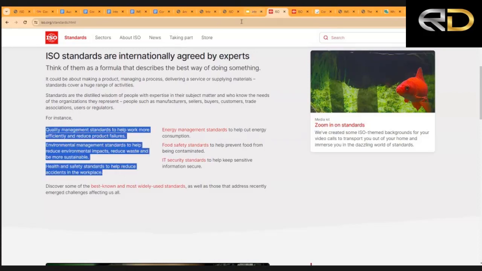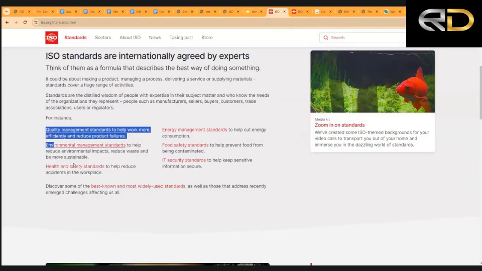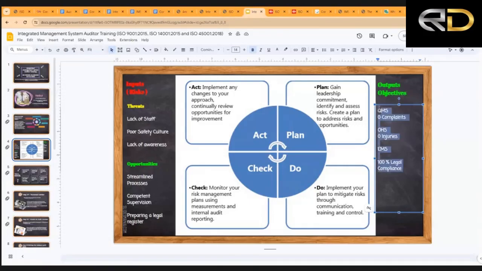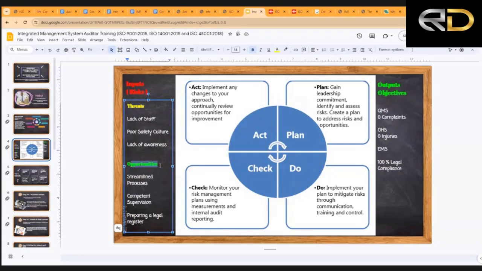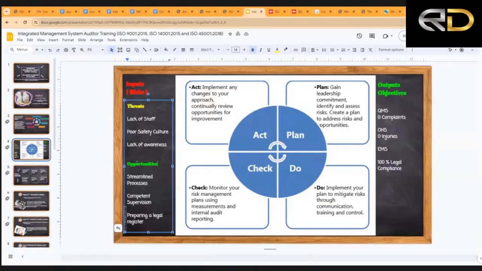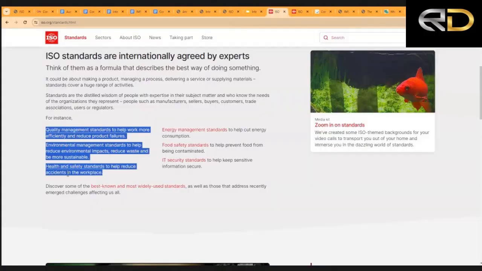These are called the outputs, and all three of these things can basically be explained this way. So that is number one. Number two, what are the inputs into an integrated management system? The inputs are the threats and the opportunities. The threats mean what can prevent the organization from achieving this. And the opportunities are what an organization can do to achieve these intended outcomes.